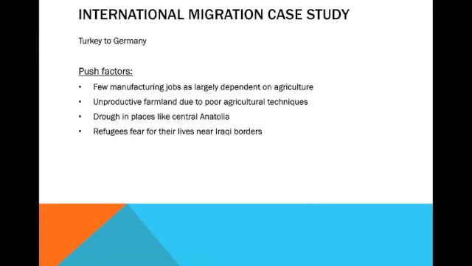Also, there may be drought in places like Central Anatolia. Okay, Anatolia is a place in Turkey, and you need to remember it. So there may be drought in places like Central Anatolia. Anatolia sounds kind of like Antonia. Because there is a lot of drought, it's hard to farm. So that's the reason why they wouldn't want to stay there.